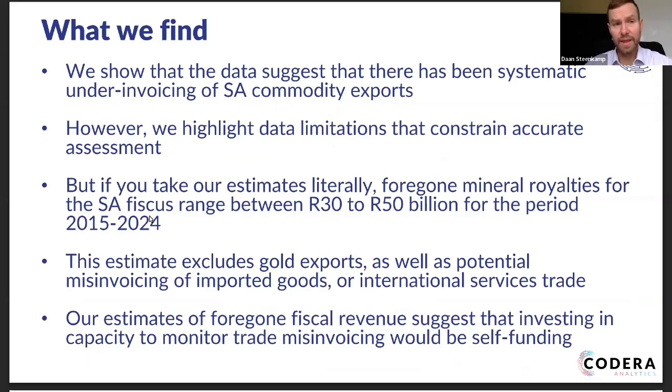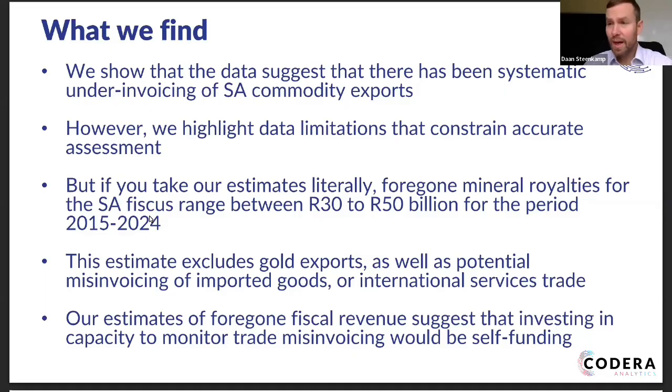We find evidence, at least on the data that's publicly available, of systematic under-invoicing for several categories of South African commodity exports. That said, we highlight lots of problems with the available data that make it difficult to draw strong conclusions. But if you take our estimates literally, then the scale of foregone tax revenue over our sample, which is between 2015 and 2024, is very large, so large as between 30 and 50 billion.